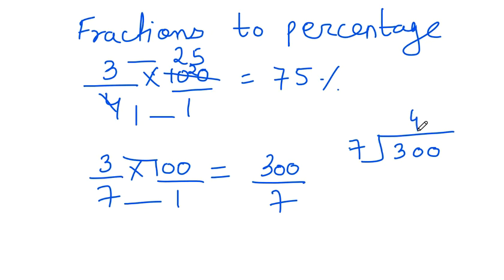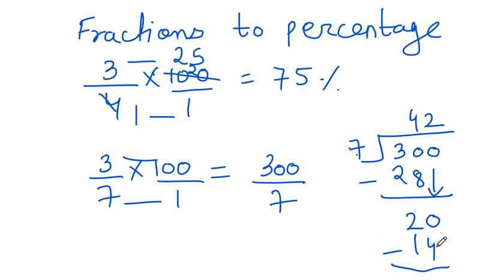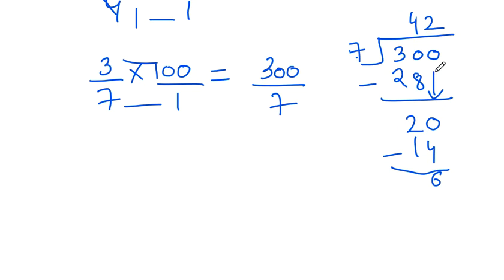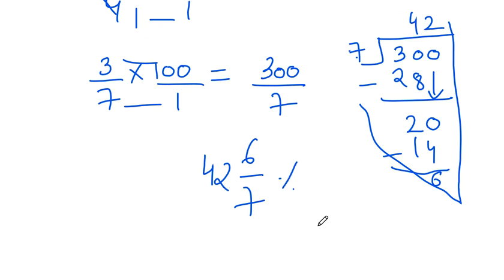So 7 fours are 28. 30 minus 28 is what? 2. Then again you will take 0 down. Now 7, which number we will take? 7 twos are 14. Again 6. So you are exhausted with the number. So what we can do over here? We can convert this into a mixed fraction. So 42 and 6 upon 7 percentage. Now here I have also shared the video regarding converting improper fraction to mixed, so you can check my previous videos.